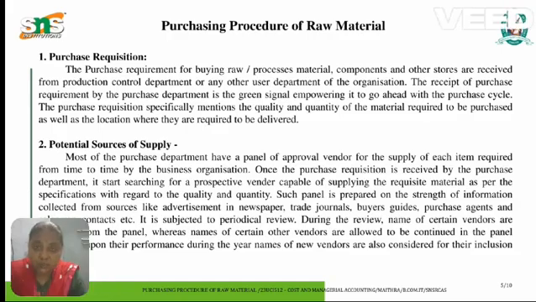Next one is potential sources of supply. Most purchase departments have a panel for approval of vendors for supply of material at each stage. Once a purchase requisition is received by the purchase department, they give a positive response. As per that, they provide the raw material and give approval for purchase of raw material.